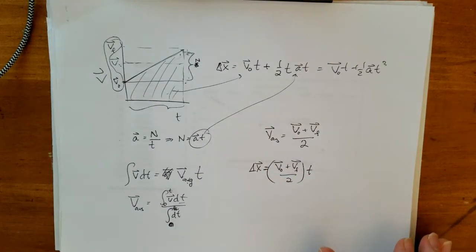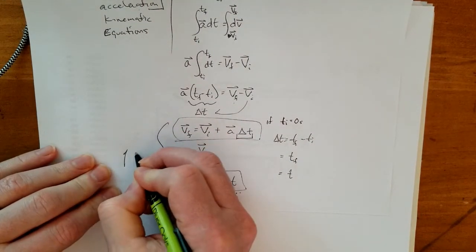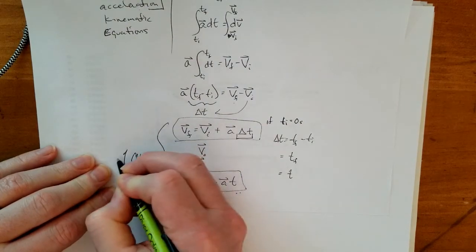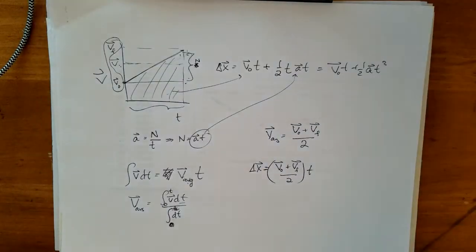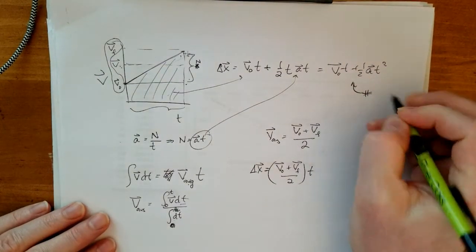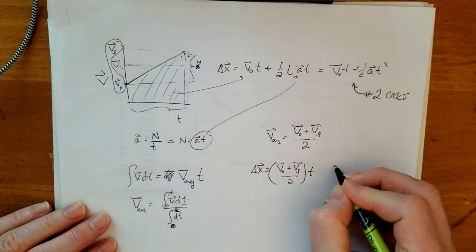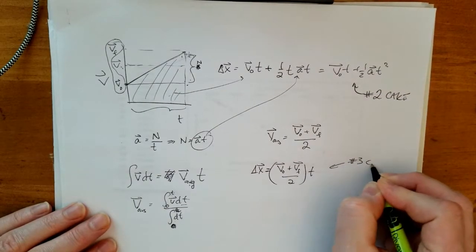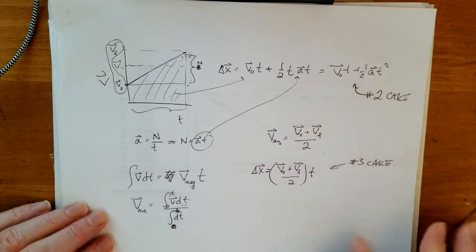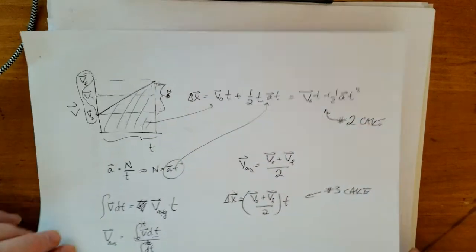And so what we now have is, here's the first cake, number 1 cake. This is the second time I derived it, but this is number 2 cake. And here is number 3 cake. Obviously, based on what I said earlier, there's one more to go.